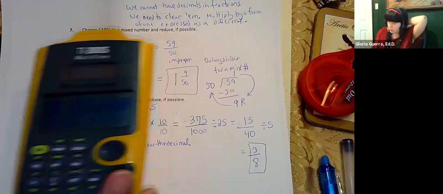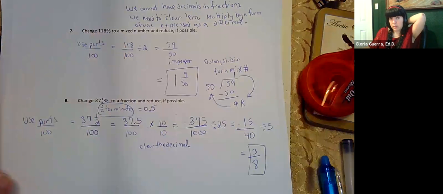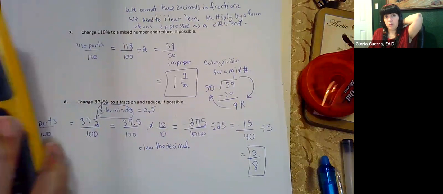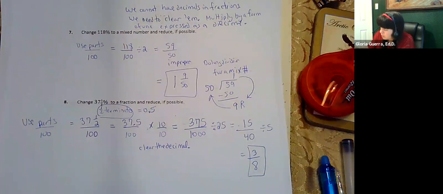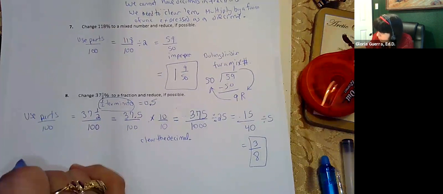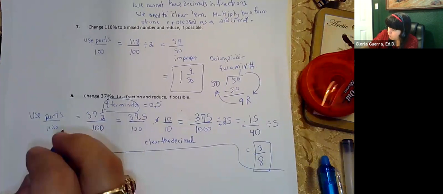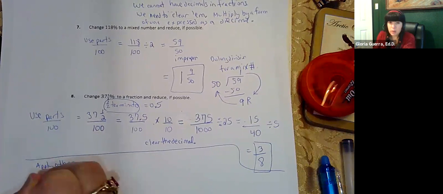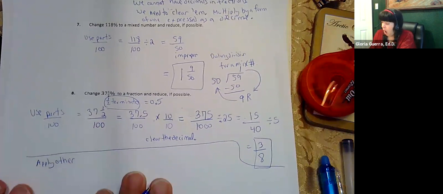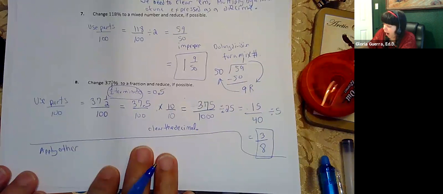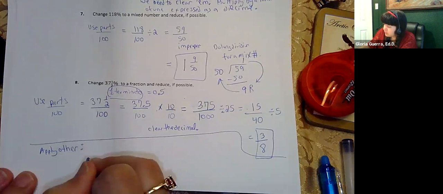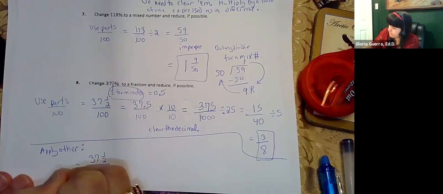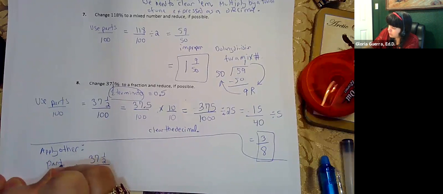Otherwise, you have rounding off errors. So that's why. What if this isn't a nice terminating decimal? What if it gives you like the 1/3? Okay, so that's why I'm going to work it another way, applying the mixed number. Okay, so let's say I had 37.5 over 100, right? Because we're still using parts over 100.